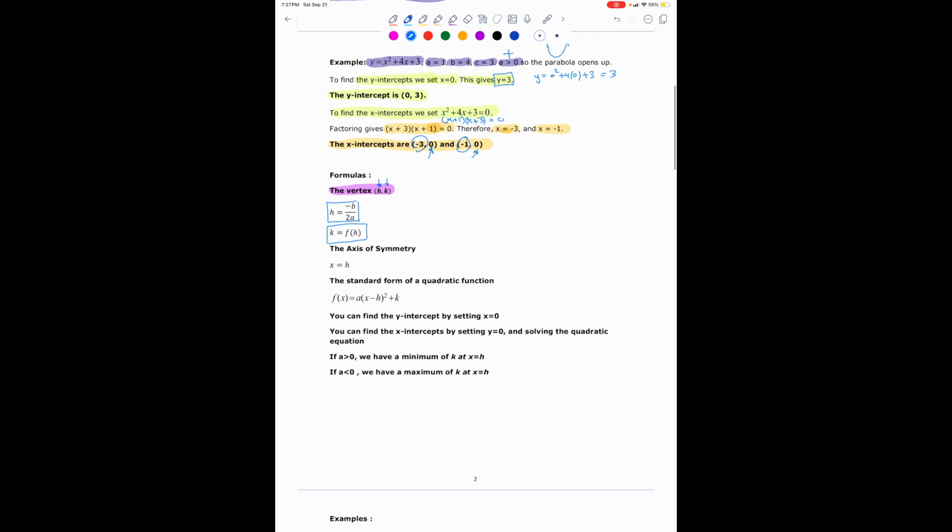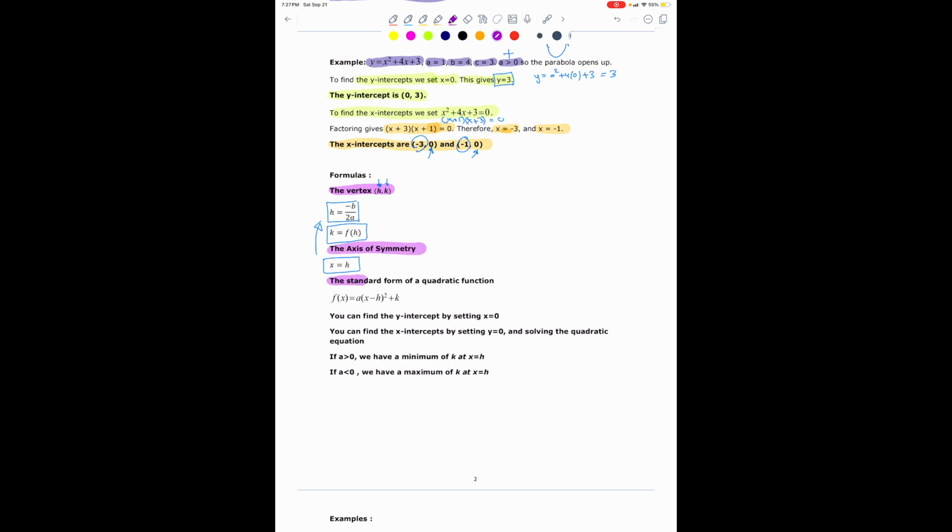The formula for that is the vertex is (h, k) basically. The h value is going to be computed using this formula: h is equal to negative b over 2a. In order to find k, we're going to take h and plug it into the function, and we compute k. The axis of symmetry is the equation x is equal to h, so once we find the vertex, we will be able to find the axis of symmetry.